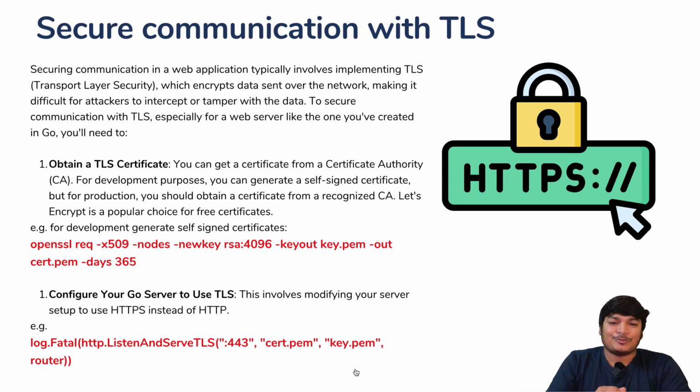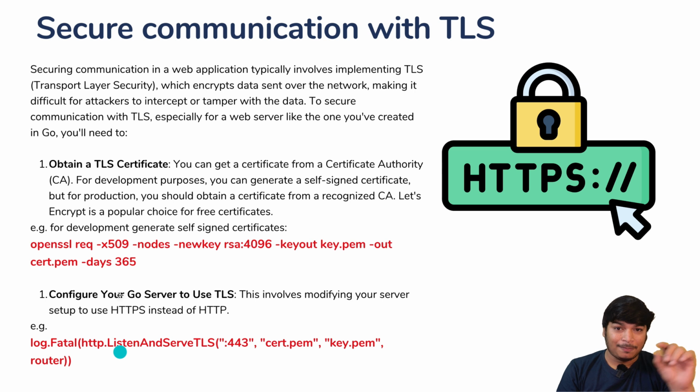Now, you should get a certificate from, say, GoDaddy or some other trusted third party. For our development purposes, you can just run this particular command, which is openssl req. Run this and it will generate two files, key.pem and cert.pem. In our Go application, in the place where you are running on port 8000, change that to port 443 and use this particular function, ListenAndServeTLS.